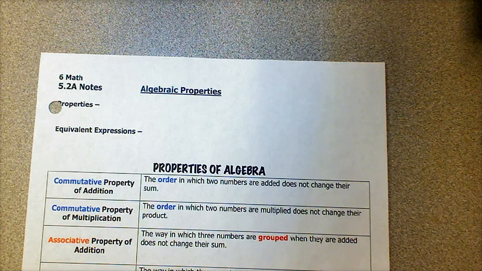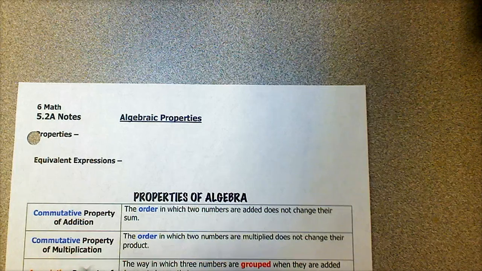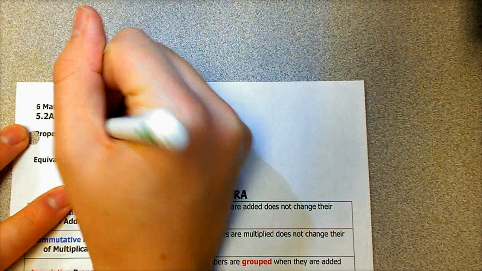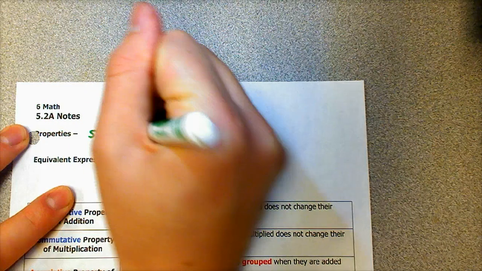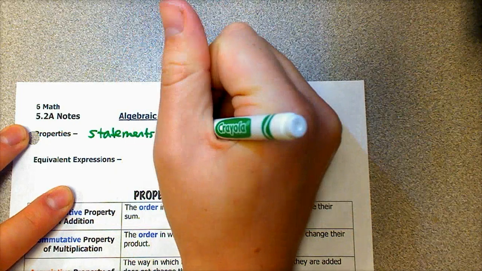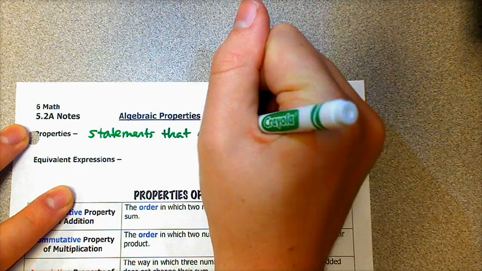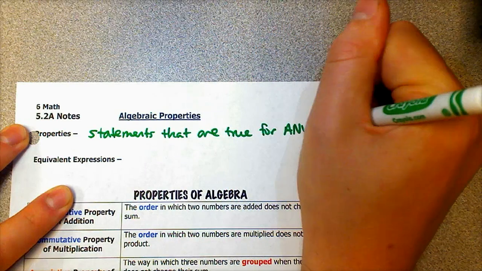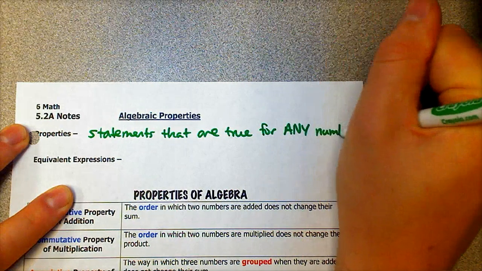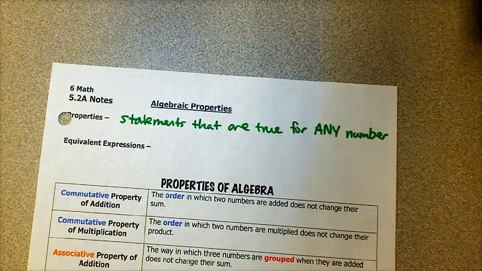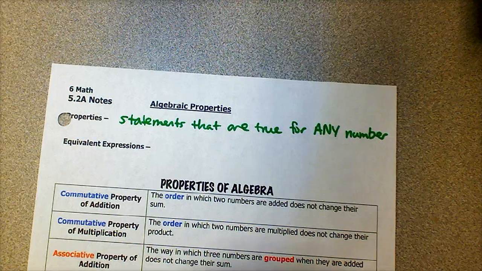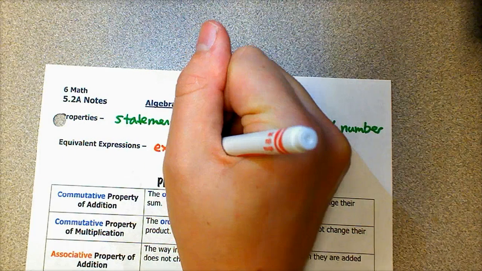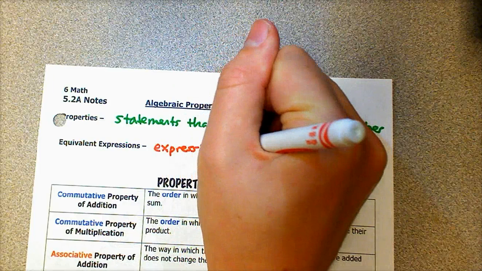Okay, so first of all, let's start with the meaning of a property. A property is just a statement or statements that are true for any number. So all these properties that we're going to describe below are going to be true for any number. And also this phrase, equivalent expressions, just means expressions that have the same value.